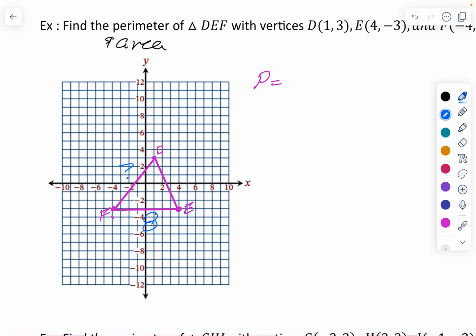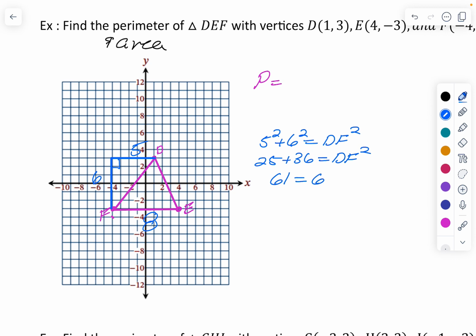Well, to do that, you could use the distance formula that we learned last time. Or I think it's a little bit easier to square it off and use the Pythagorean theorem since we have a right triangle here. Now, this side looks like it's 6. This side is 5. So we're going to say 5 squared plus 6 squared equals DF squared. So 25 plus 36 equals DF squared.